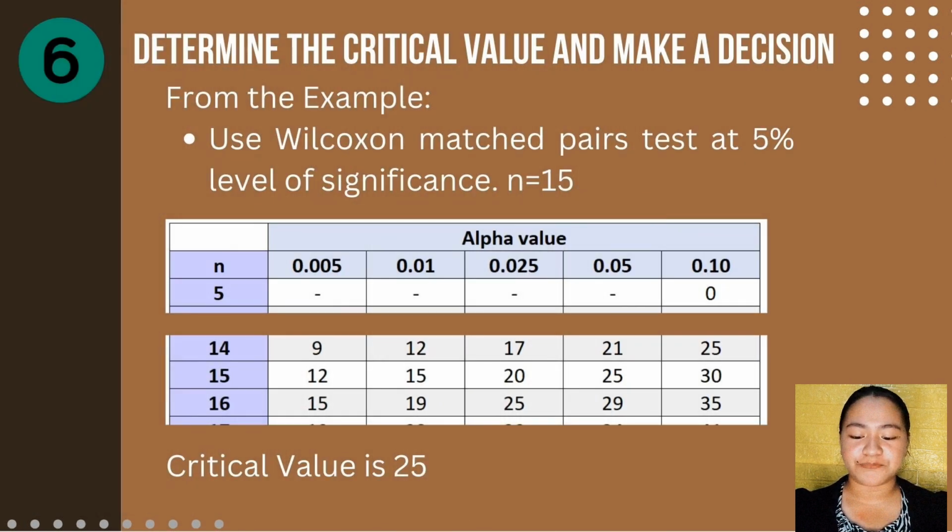And step 6, determine the critical value and make a decision. From the example, use the Wilcoxon matched pairs test at 5% level of significance. So, ang atong N is 15, and then ang alpha value is 0.05 kay 5% man. So, kung i-subay nato ang 0.05 and 15 nga N, ang atong critical value is 25.